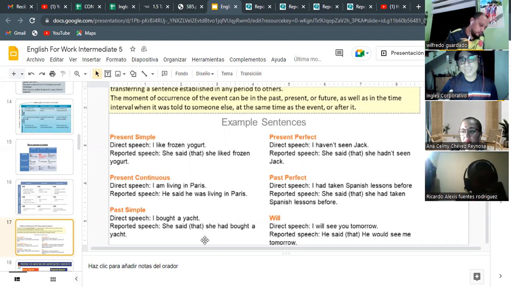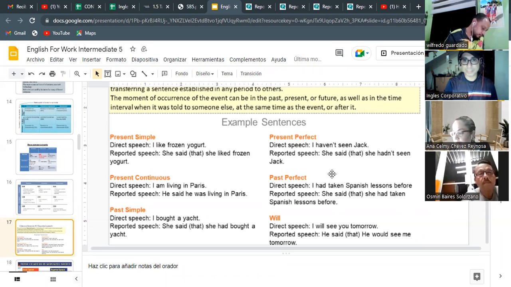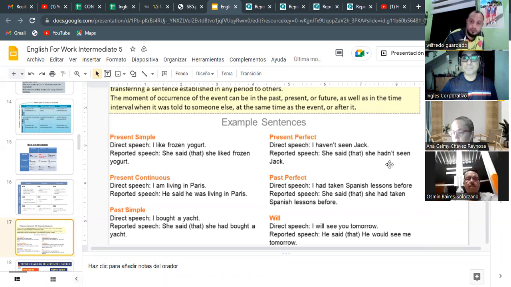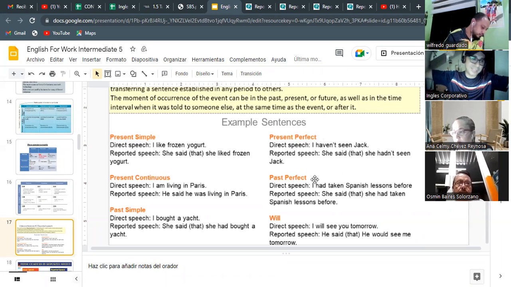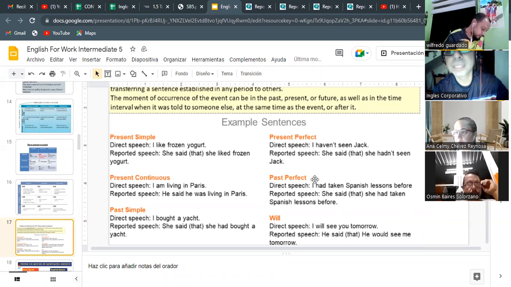I know this is very important. The problem here is that we're going to see all the tenses. All the tenses are involved here, and you need to know the difference between one and the other. So for the present perfect, the direct speech is like, for example, I haven't seen Jack. That is present perfect. For the reported speech, it's going to be again past perfect. She said that she hadn't seen Jack. So again, we're going to change the tense into the one behind. Okay, so we change the tenses.